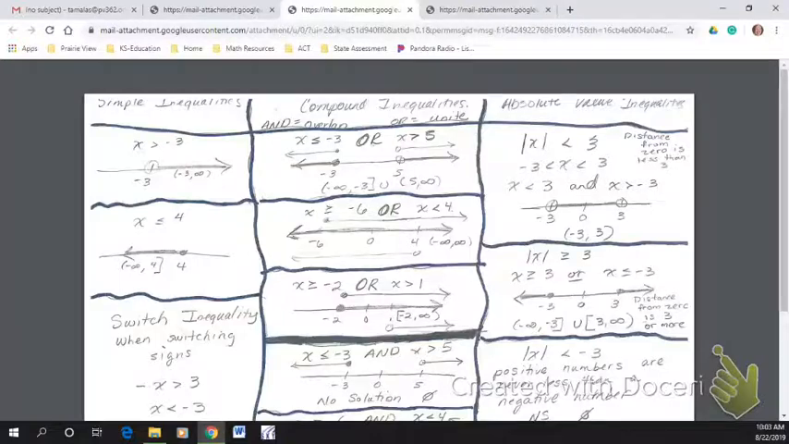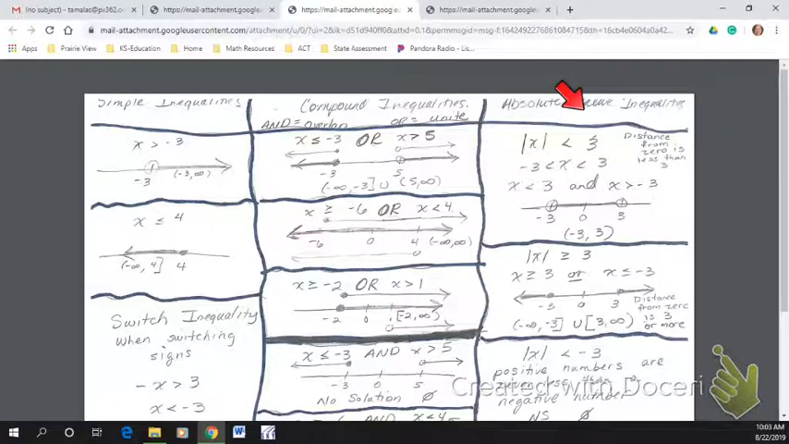What types of inequalities do we have in this lesson? There's 3 listed here. There's simple, right, which is just a basic one inequality problem. Then we have compound, which has 2 inequalities. And then we have absolute value, which we didn't get to yesterday, but we are going to be getting to today.